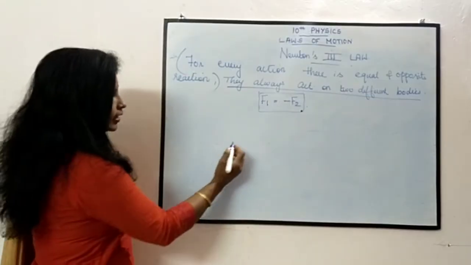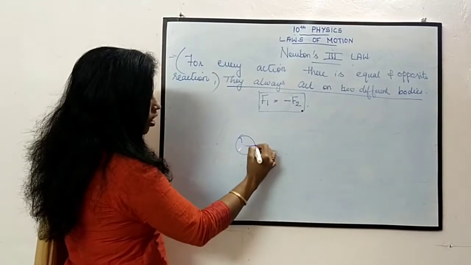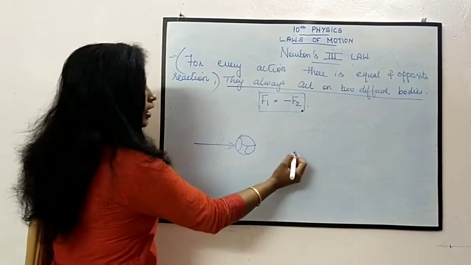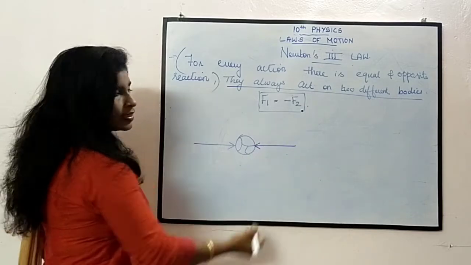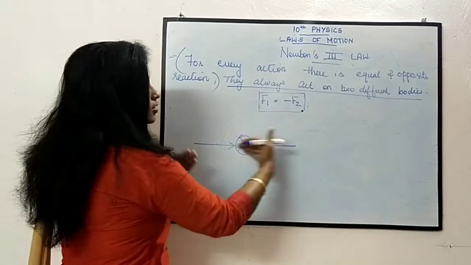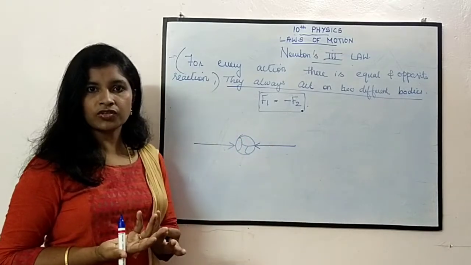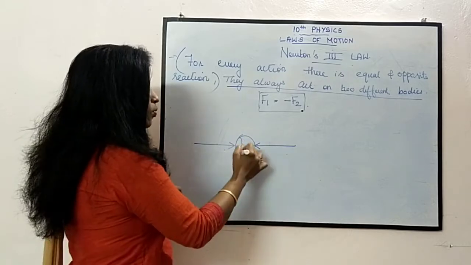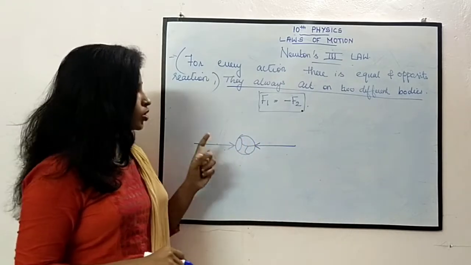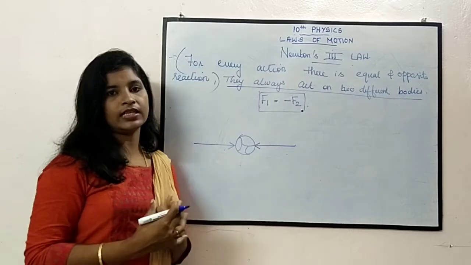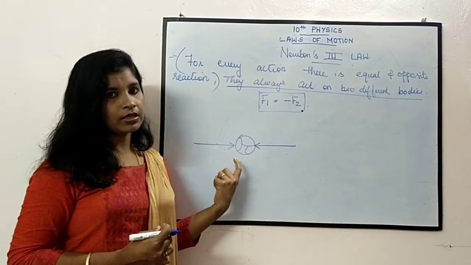For example, consider this as a ball. I am giving a force on this ball. Again I am giving a force on this ball from this side, and the same force I am giving from this side also. What happens actually? These two forces get balanced and the ball will not move. So this is forces exerting on a single body. This is not Newton's third law.